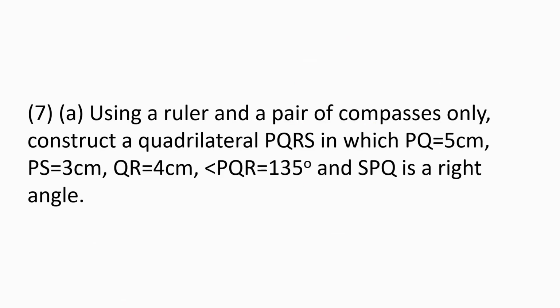Question 7 part A. Using a ruler and a pair of compasses only, construct a quadrilateral PQRS in which PQ is equal to 5 cm, PS is equal to 3 cm, QR is equal to 4 cm, and angle PQR is equal to 135 degrees, and SPQ is a right angle.